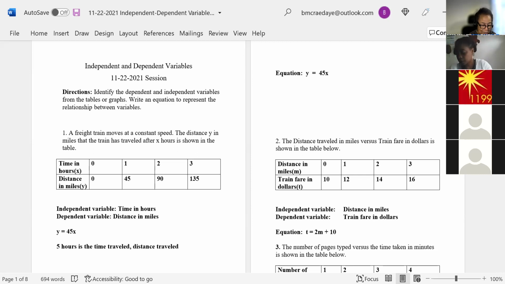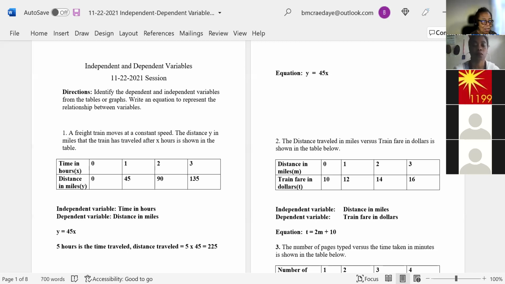5 times 5 is 25. 5 times 4 is 20, and 2 is 22, so 225. Yes, 5 times 45 would be equal to 225. So you could find the distance traveled for any number of hours. You just multiply that by 45, right? If you travel 5 hours, it'll be 5 times 45, which is 225. If you traveled 10 hours, it will be 10 times 45, or 450.